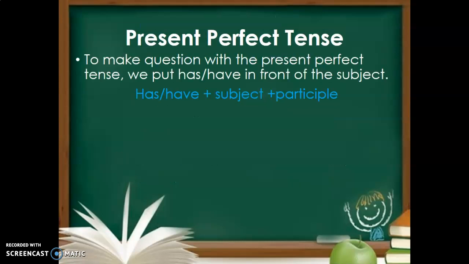Present perfect tense. To make questions with the present perfect tense, we put has or have in front of the subject. For example, here we have has or have, plus the subject, plus the past participle form of the verb. For example, has Sue told Richie?